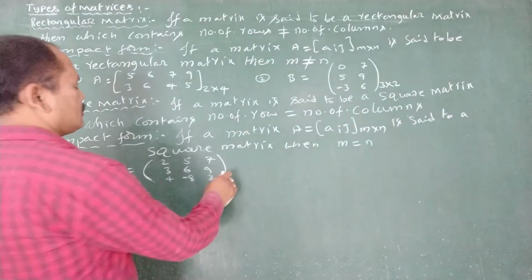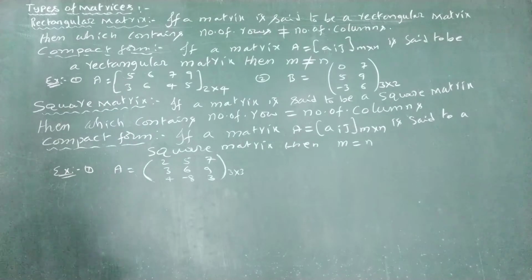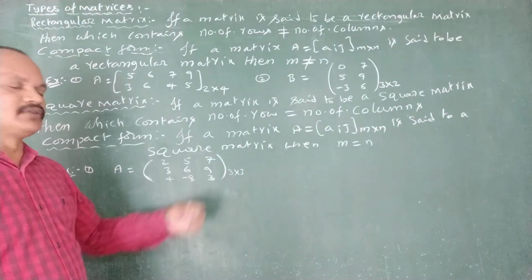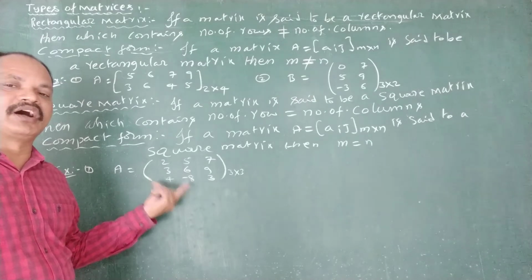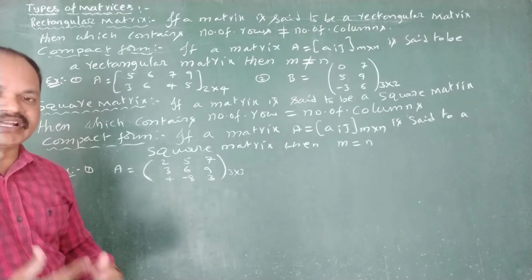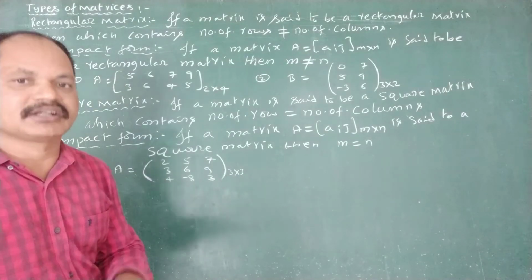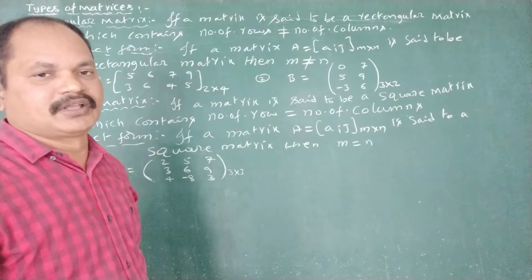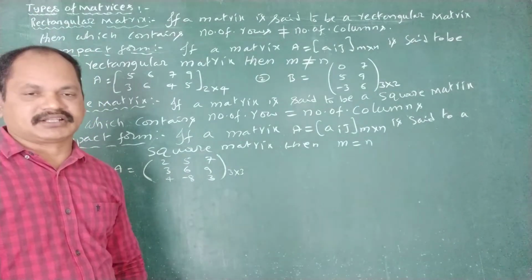That's why this contains 3 rows and 3 columns. Number of rows is equal to number of columns. That's why this is the square matrix of order 3. So 3 by 3 is read as order 3. The order of the matrix 3 by 3 is called order 3.